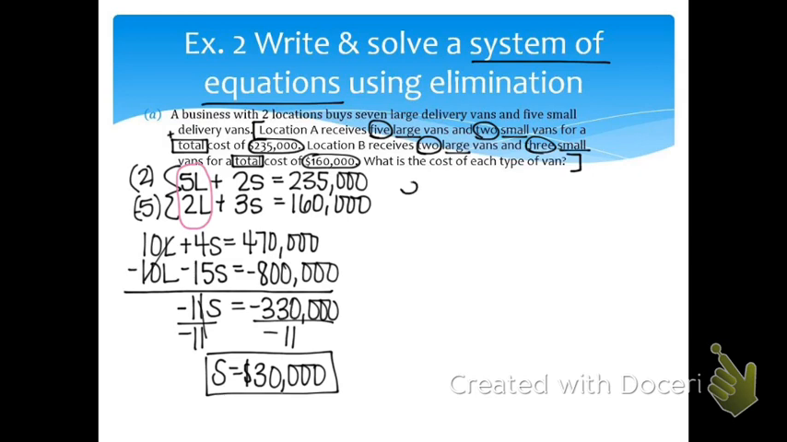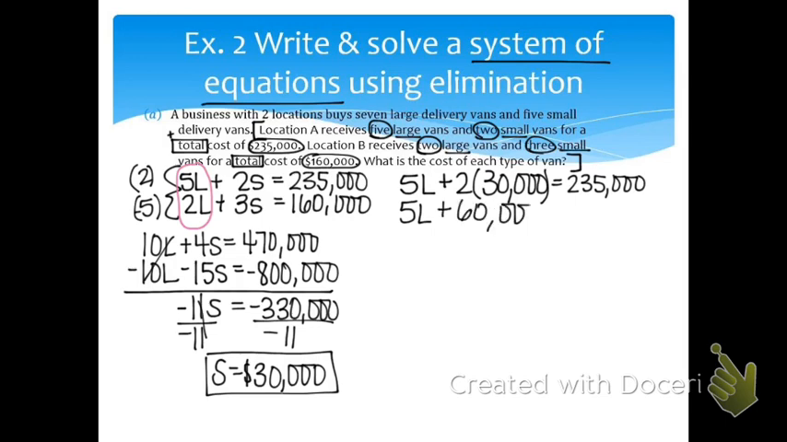All right, let's just plug it back into the first one. So 5L plus 2 times $30,000 is going to equal $235,000. So what are we going to do first? Multiply. So we're going to multiply 2 times 30,000, and what does that give us? 60,000. It equals 235,000. Joshua, what are we going to do next? Subtract 60,000. Okay, we're going to subtract 60,000 from both sides.